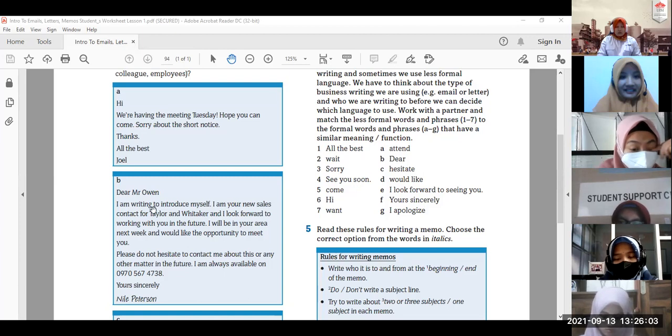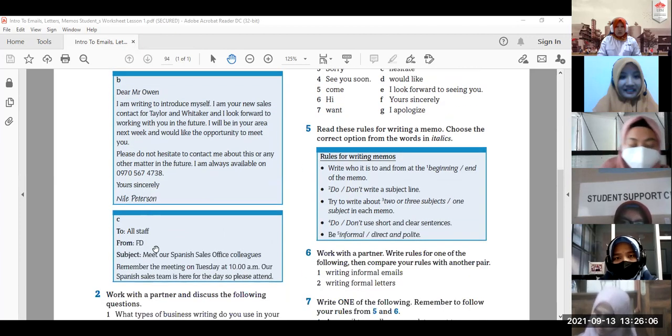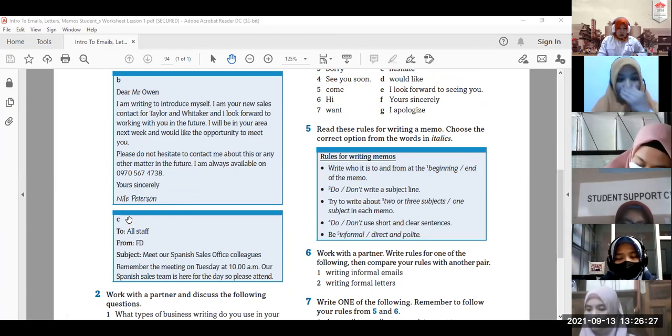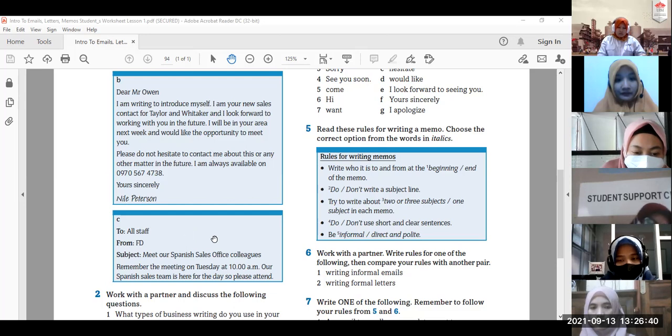And then the memo, let's say to all staff from FD. So Miss Alivia or Miss Shanas, before you said memo, the sender knows the receiver very well. Yeah. So why do you think the sender knows the receiver very well? Because the memo is a direct message from the sender to the receiver, so it's like direct. Okay, thank you so much.